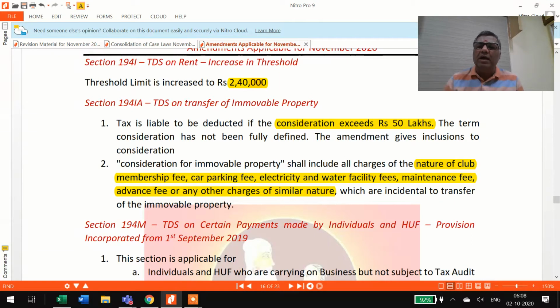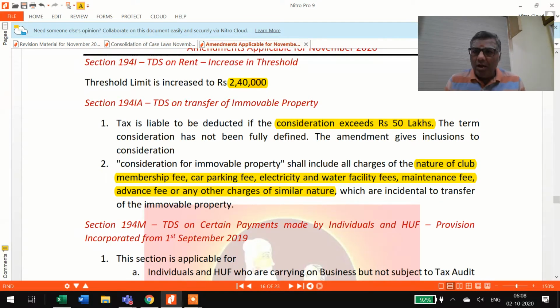Now it has been clarified. It's a clarificatory amendment which is made by the lawmakers that any club membership fee, car parking fee, electricity and water facility fee, maintenance fee, advance fees, or any other similar nature which are incidental to the transfer should be included. If that consideration exceeds 50 lakhs, you need to deduct tax at source.